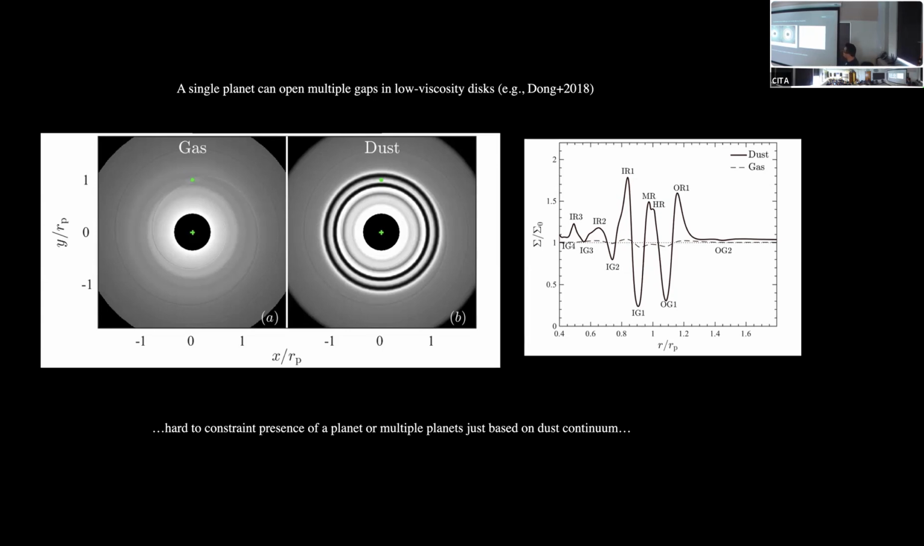This is a paper by Robin Dong, showing here the gas. The gas actually looks very, very smooth, which is the dashed line over here. But if you look at the dust, you need some pressure bumps. It gets these beautiful axisymmetric rings, and more than one for one planet that is actually sitting in a ring. So there is some complication there. So overall, it's hard to constrain the presence of a planet or multiple planets based just on the dust continuum. So you need something else.